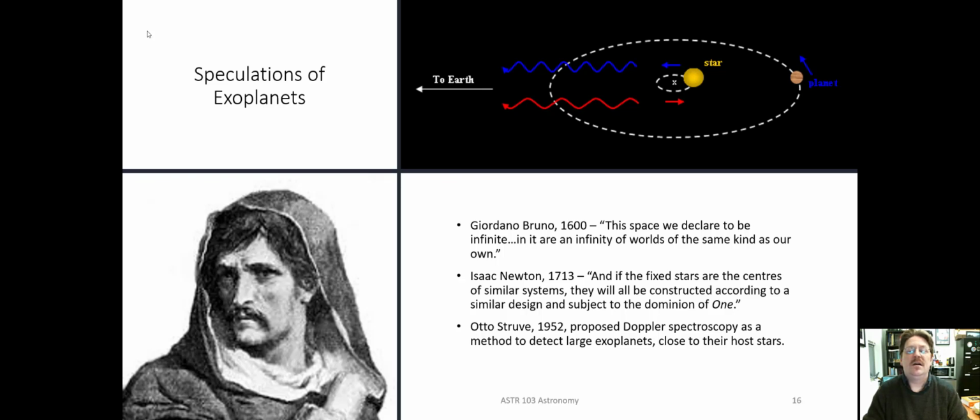This method does not directly observe the planet. What this method does is it observes the blue shift and red shift of the star as it wobbles in the presence of a planet, due to its gravitational influence.